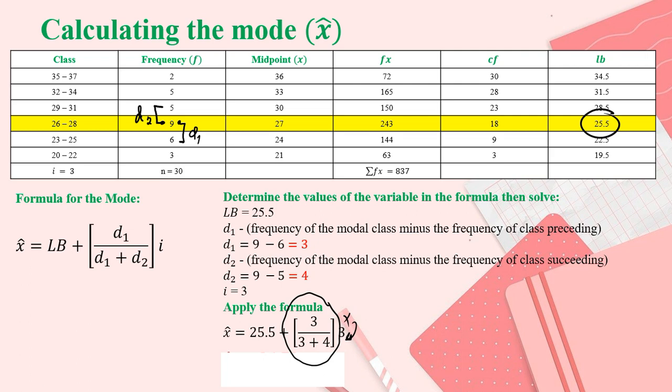Tapos yung final answer po, round off. So, ang nakuha po natin ay 26.7857. Marami pang numbers. Round it off to two decimal places. We have 26.79. And that will be our mode. Okay?